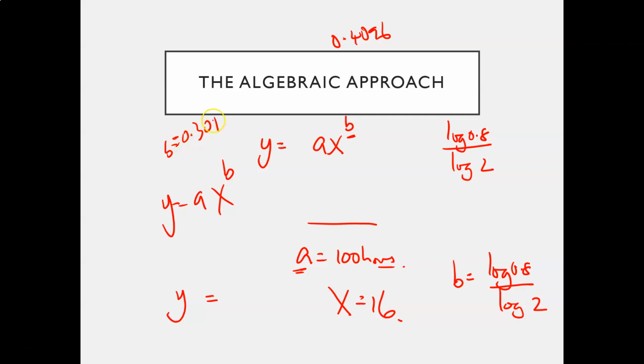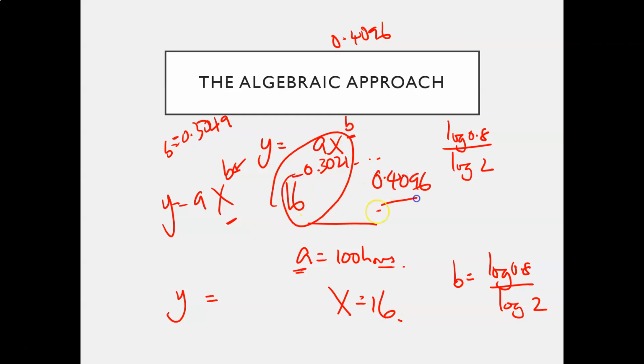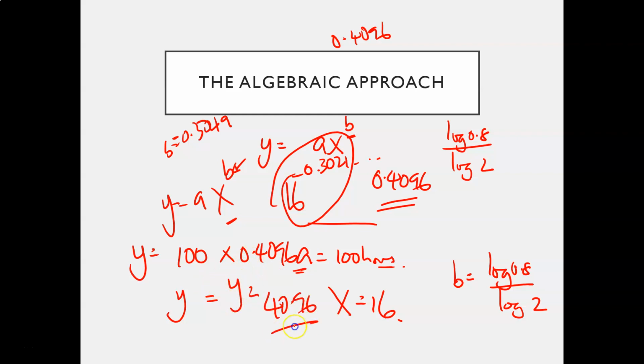Minus 0.3219. I chucked that in there, and raised x, which is 16, to the power of it. So I did 16 raised to the power of minus 0.3219, and this in itself came to 0.4096. So now my y is equal to a, and I know that a is equal to 100, I'm told. So the first thing is to take 100 hours times 0.4096. Of course, this means that y is equal to 40.96, right?